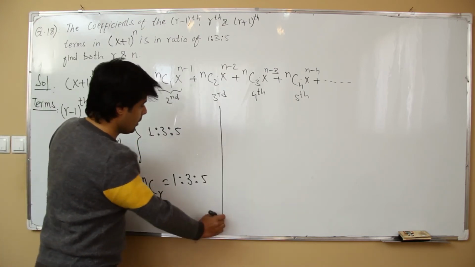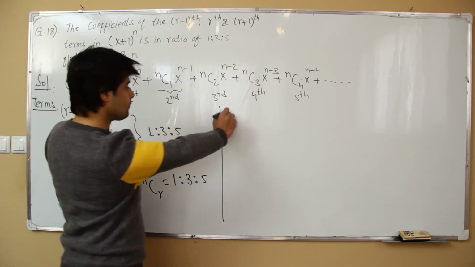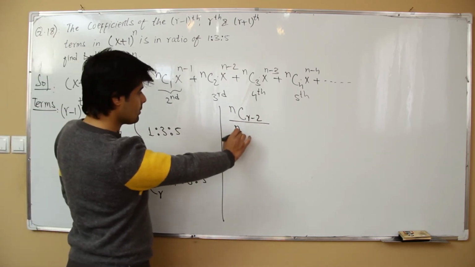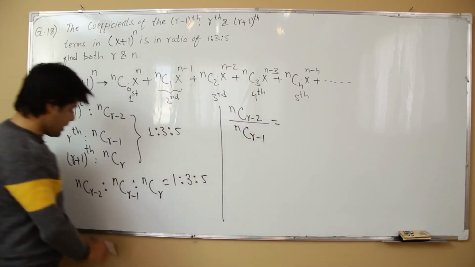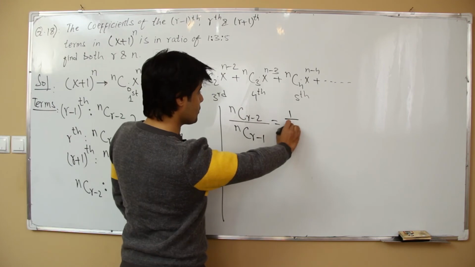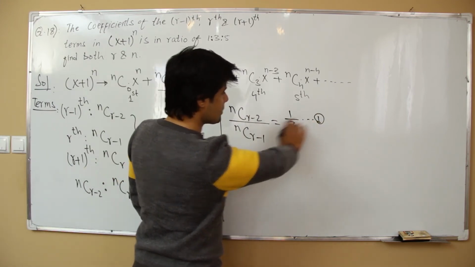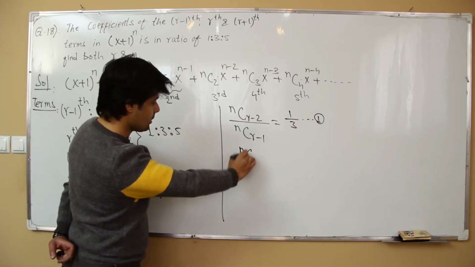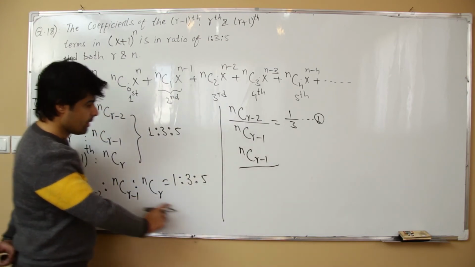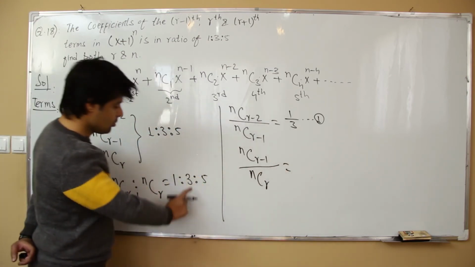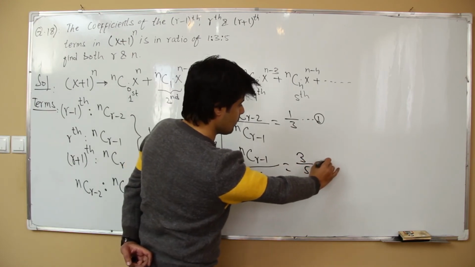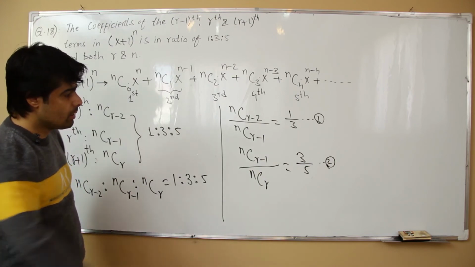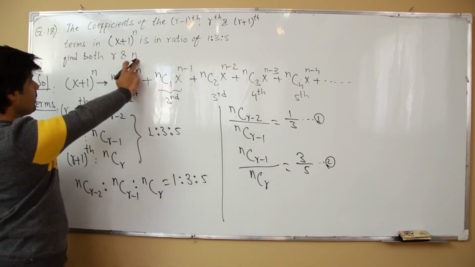I want to say that nC(r-2) divided by the second term nC(r-1) is equal to 1 divided by 3. This is your first equation. Your second equation, the division of these two terms, nC(r-1) divided by nCr, is equal to 3 divided by 5. Have you got it? Yes. Now simplify these two and find n and r.